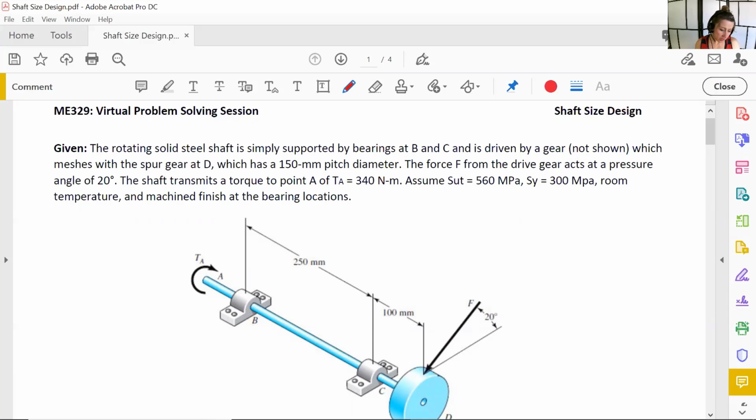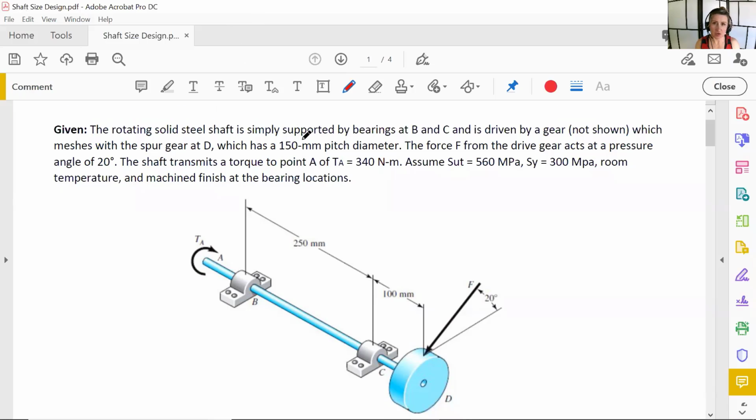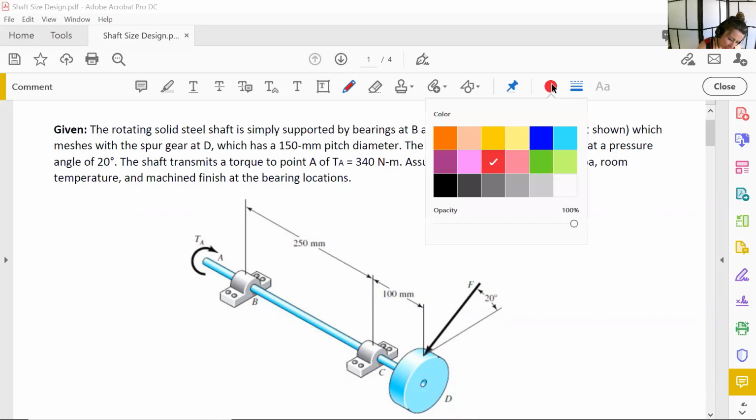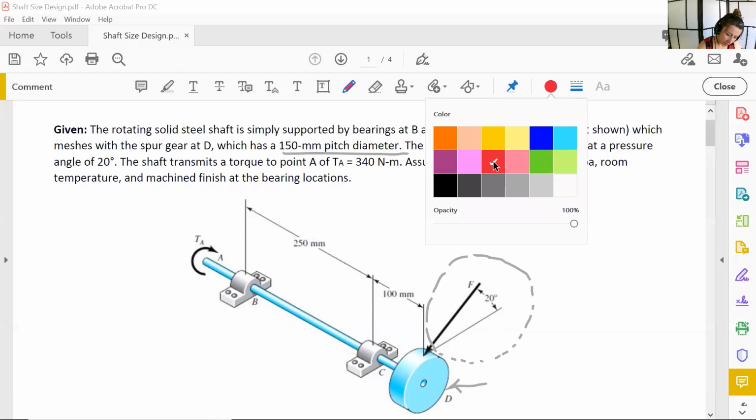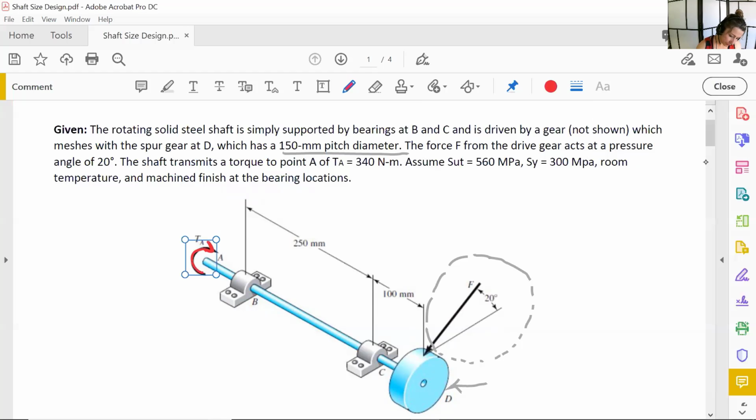We have a rotating solid steel shaft, which is simply supported by bearings at B and C and is driven by a gear that is not shown, which meshes with the spur gear at D. So if it were shown, it'd be something like this. Gear D, as the problem statement says, has 150 millimeter pitch diameter. The force F from the drive gear acts at a pressure angle of 20 degrees. The shaft transmits a torque to point A of 340 Newton meters, so that is this torque here.